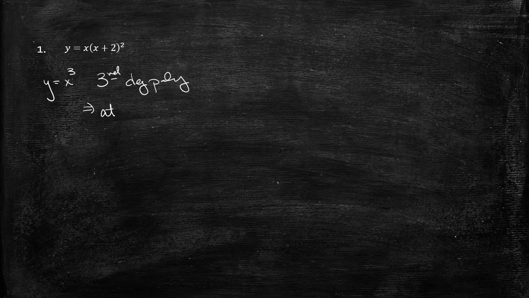Okay, so number 1 is x times (x plus 2) quantity squared. Without multiplying it out, we should see that this is a third degree polynomial. So the end behavior of the graph is going to look like y equals x to the third power. Since it's degree 3, this means it can have at most 2 turning points.